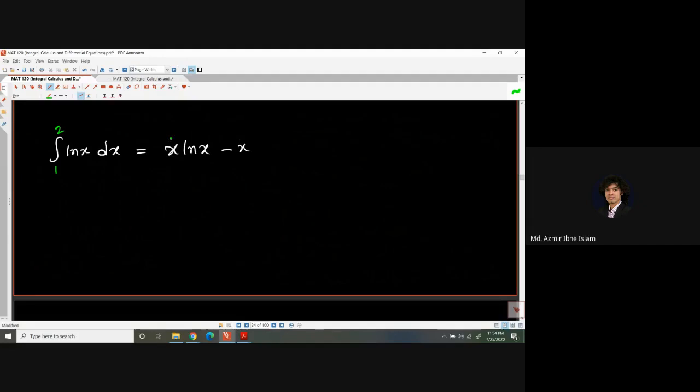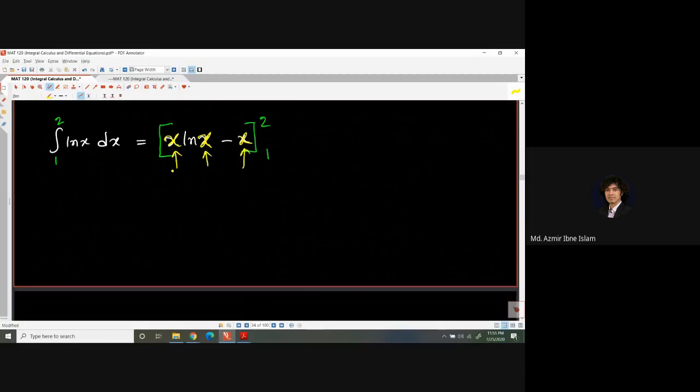So since we have the antiderivative, we can apply the fundamental theorem of calculus. The fundamental theorem of calculus says that we input the upper limit and lower limit where we have the input variable. The input variable is x. Here we have x, here we have x. So in these places we have to apply the fundamental theorem of calculus, or we have to input the upper limit and lower limit. So remember, these three parts are our input.